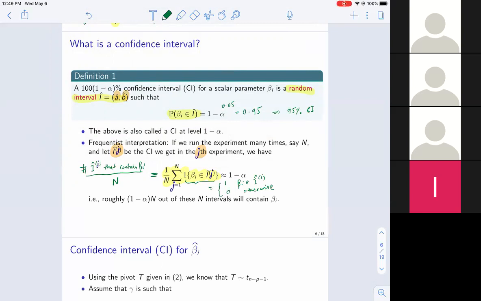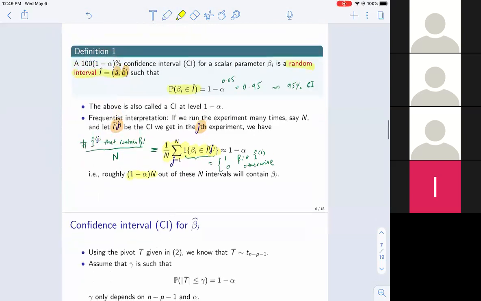Okay, so if I repeat the experiment, each time my random interval takes a particular value. And if I know beta I, I can see whether it lies in that interval or not. Then I compute how many of these intervals in n experiments contain it, and then divide by n. So this would approximately be 1 minus alpha if you subscribe to the frequentist interpretation of probability. In other words, roughly 1 minus alpha times n out of these n intervals contain beta I. Does that make sense to people? That's what a confidence interval is.